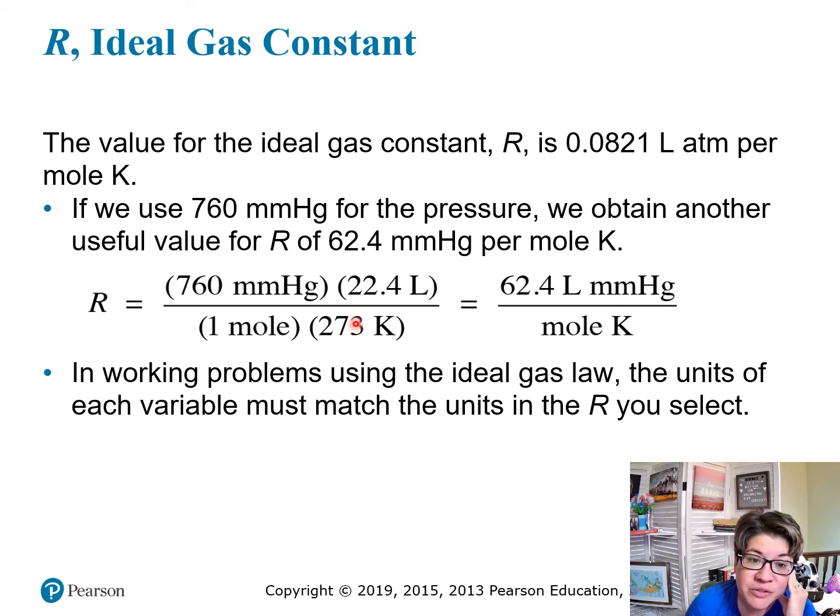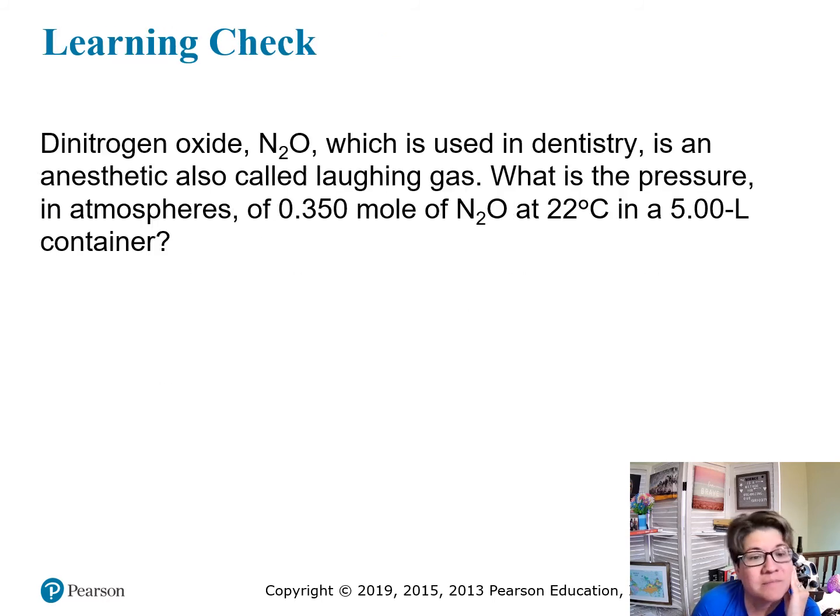If we were to use different units here, so this one's using, instead of 1 atmosphere, 760 millimeters of mercury, we would have to use a different number for R. So just make sure that you're using the correct R. If you're using liters and atmospheres per mole K, you use this one. If you're using millimeters of mercury, liters, and K in moles, then you would use this one. So make sure that you're using the correct R, or you will get the answer wrong.